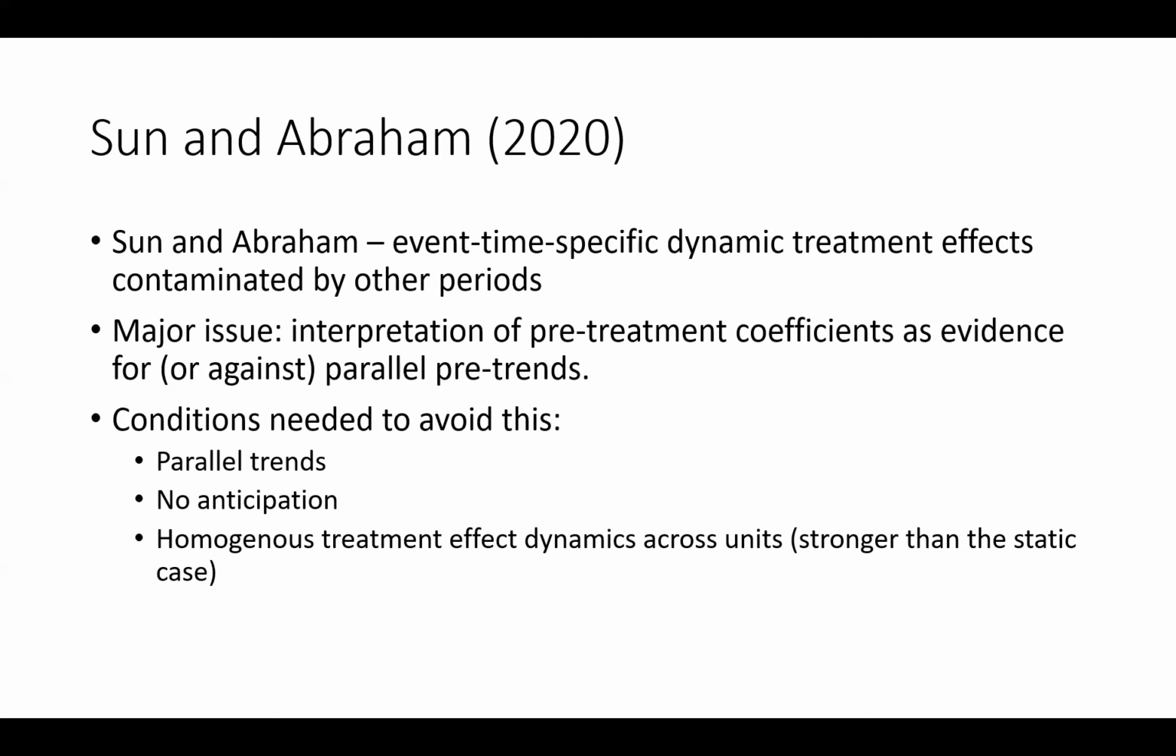So the key finding from this Sun and Abraham paper is this third one, which is that you need homogeneous treatment effect dynamics across all the units. So let's see. I don't have a good diagram of this, but I'm sorry to those on Zoom, I'm just going to draw something on the board.